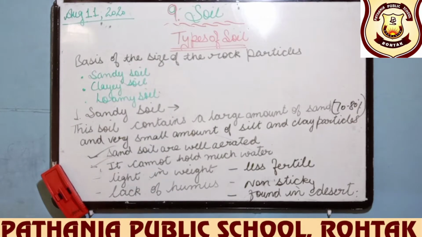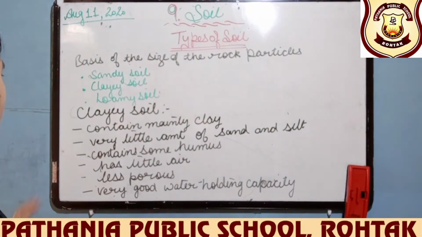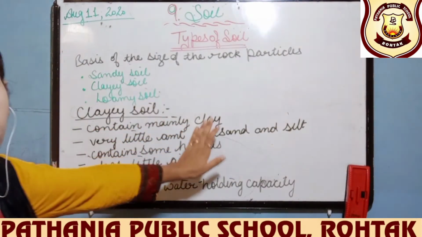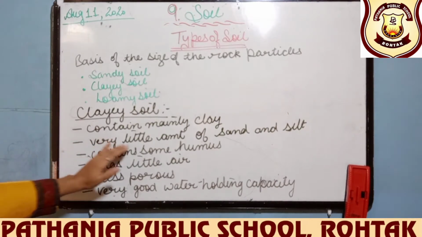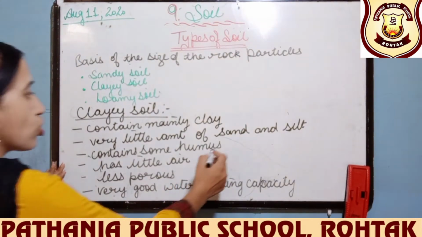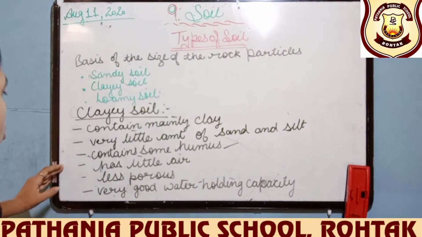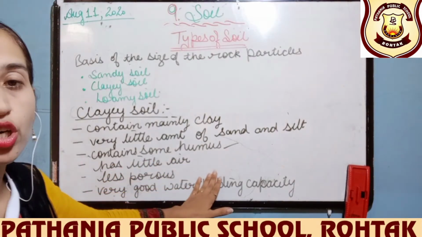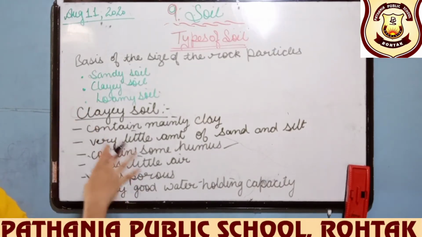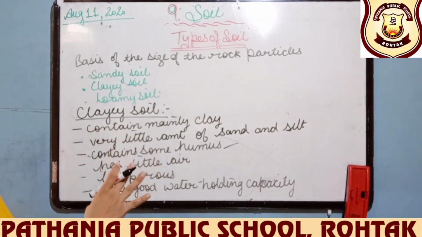Next we are taking clay soil. It contains mainly clay, with a very little amount of sand and silt. It contains some humus and some nutrients also. It has little air because the particles are compactly bound, leaving very little space for air, so it is less porous. The clay soil has very small and tightly packed clay particles.